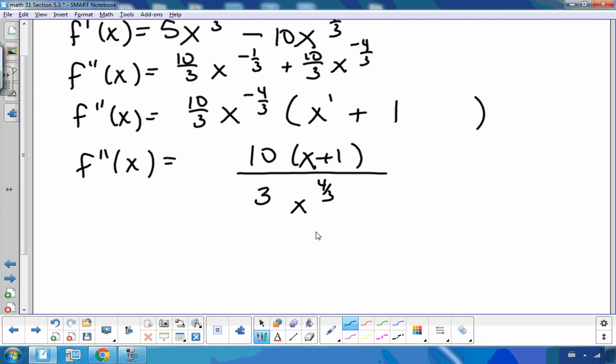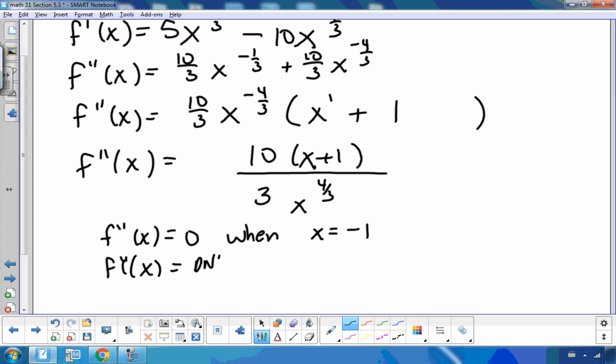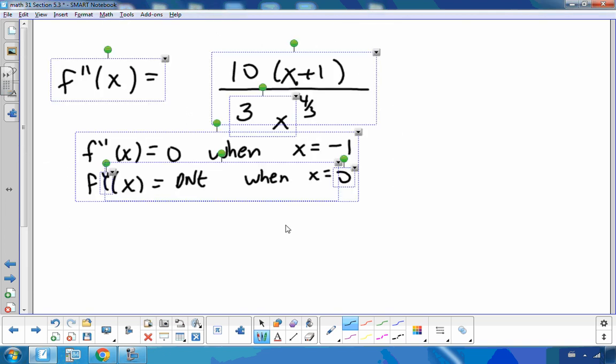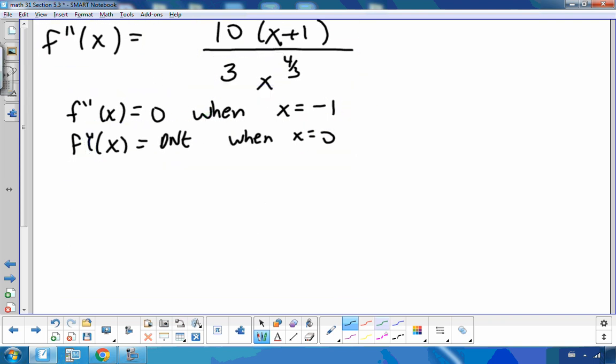Okay, so my second derivative equals 0 when, looking at the numerator, x equals -1. My second derivative is undefined when x equals 0 in the denominator. So we're going to take this all together and set up an interval. I'm just going to take this to the next page and we'll set up our interval. On my interval, I'm going to have -1 and 0.